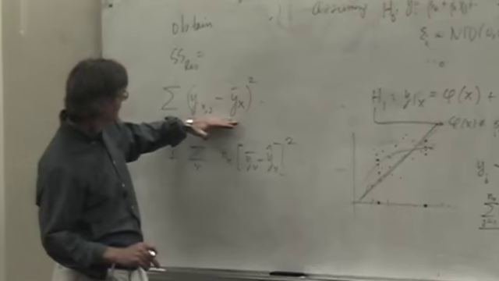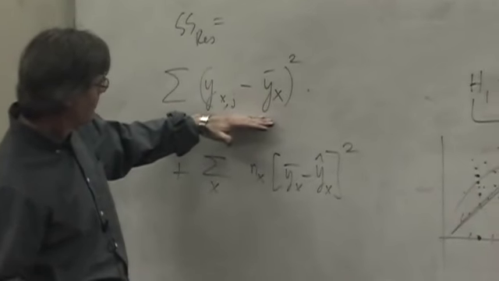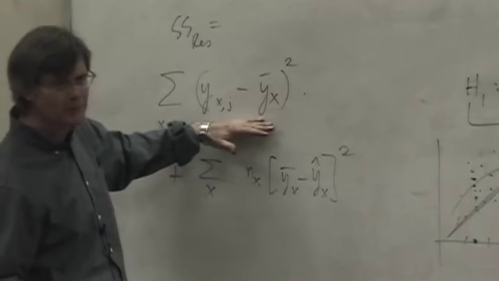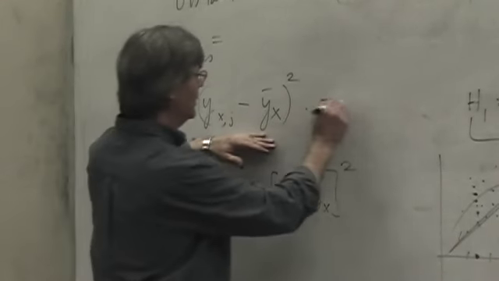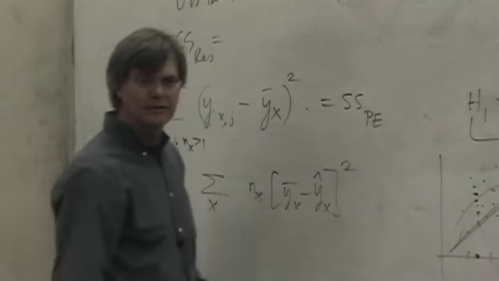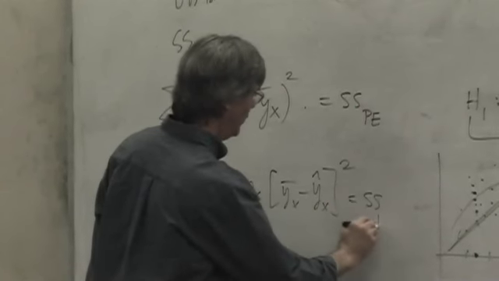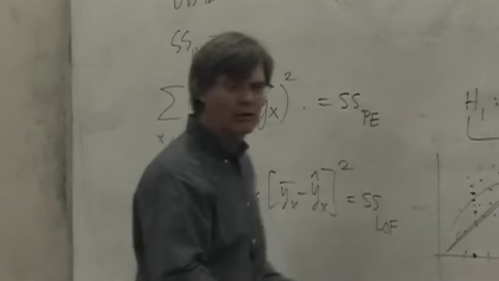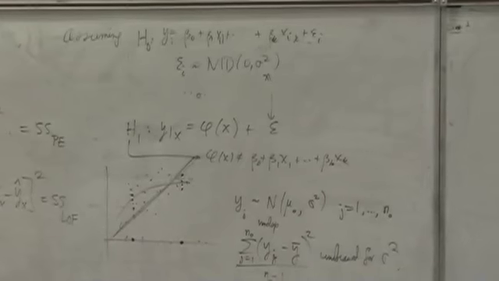However, this is what I'm calling my pooled sum of squares. So this is my SSPE, pure error sum of squares. And this is what I call the lack of fit sum of squares, SSLOF. I think we can now go to the worksheet. So what I do is I partition this into two pieces.